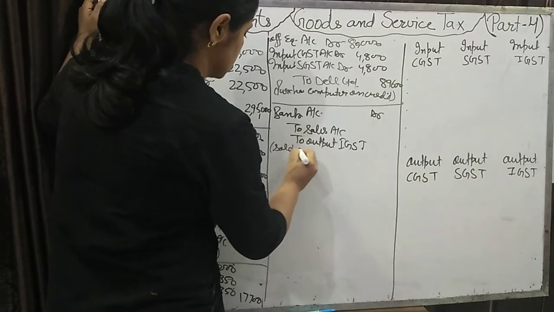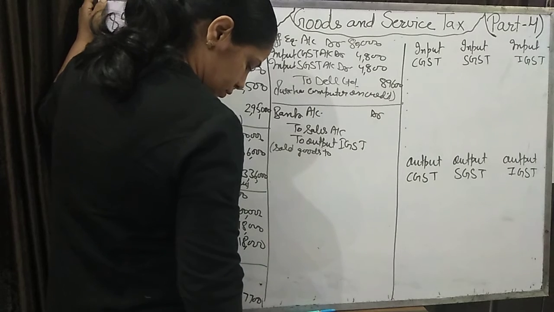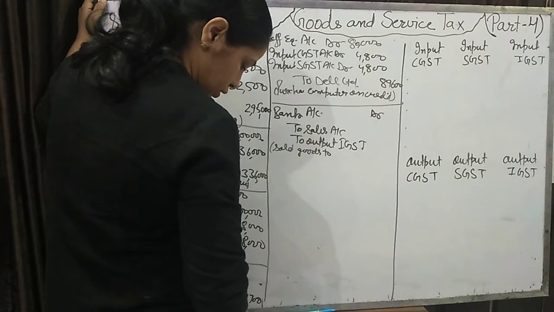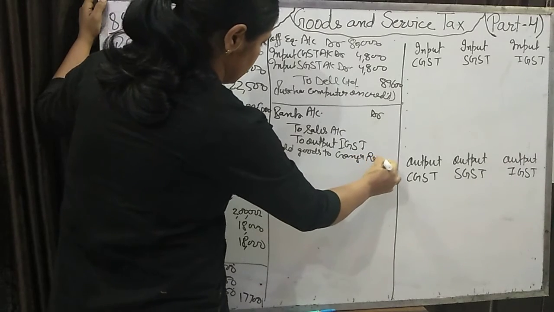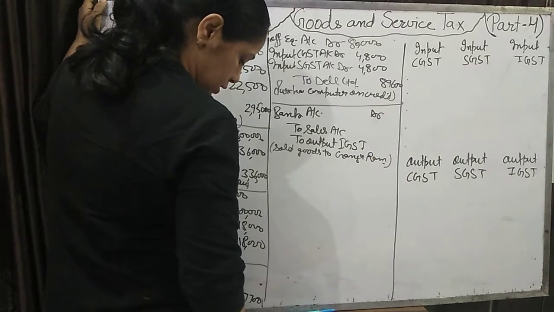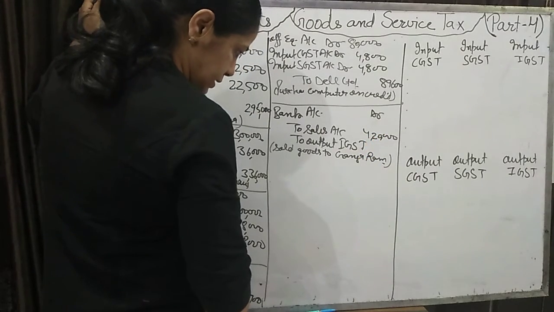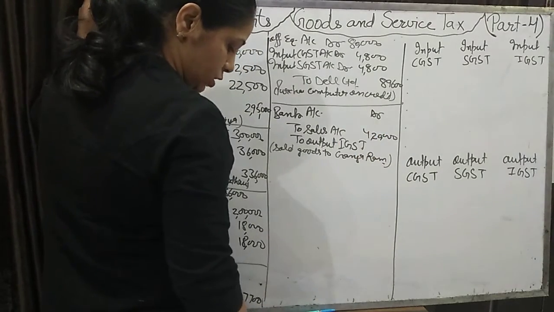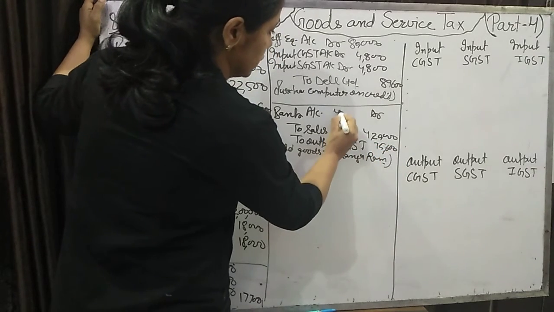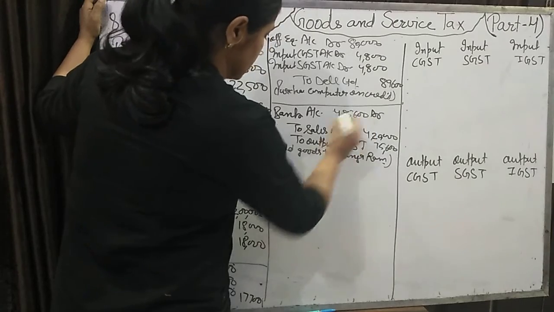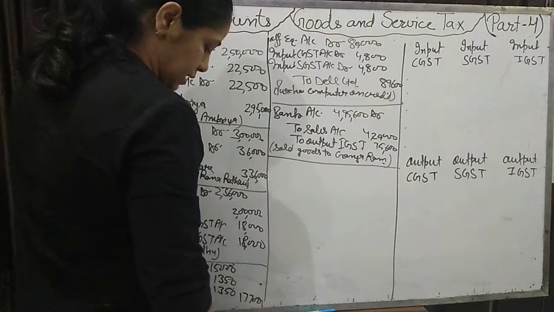Sold goods to Gangaram. Amount is 4,20,000 and IGST rate is 18%. 18% on 4,20,000 will come to 75,600. Total is 4,95,600. Fine. Next entry is paid for the broadband services.